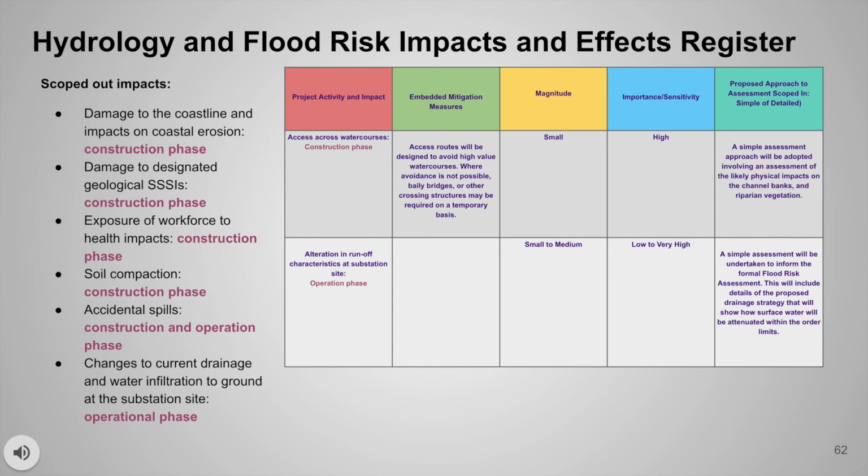One of the proposed approaches to this scoped in impact would be a simple assessment approach, involving an assessment of the likely physical impacts on the channel banks and riparian vegetation. A few examples of the scoped out impacts would be exposure of workforce to health impacts in the construction phase, and changes to current drainage and water infiltration at the substation site, which happens in the operational phase.